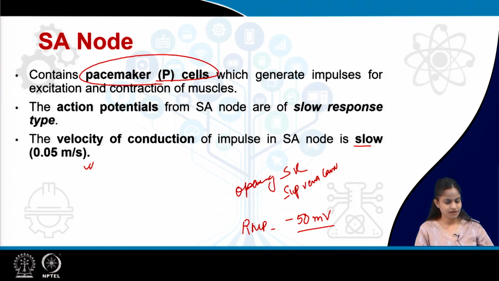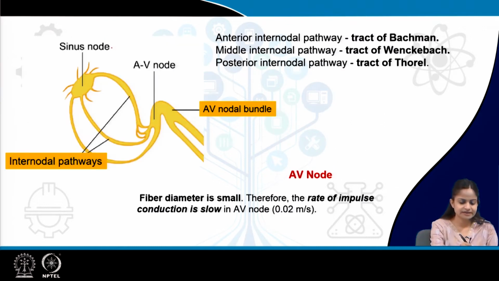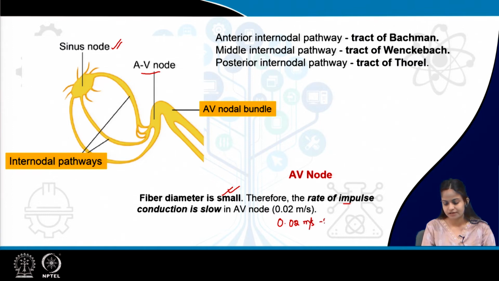Now, this is the sinus node or the SA node, and then we have the AV node, the atrioventricular node. This lies just above the atrioventricular ring, the fiber diameter is also small in the AV node, and the rate of impulse conduction is also slow. That means it is slower than that of the SA node also. Usually it ranges between 0.02 meter per second to 0.05 meter per second. So, this is the conduction speed of the AV node.